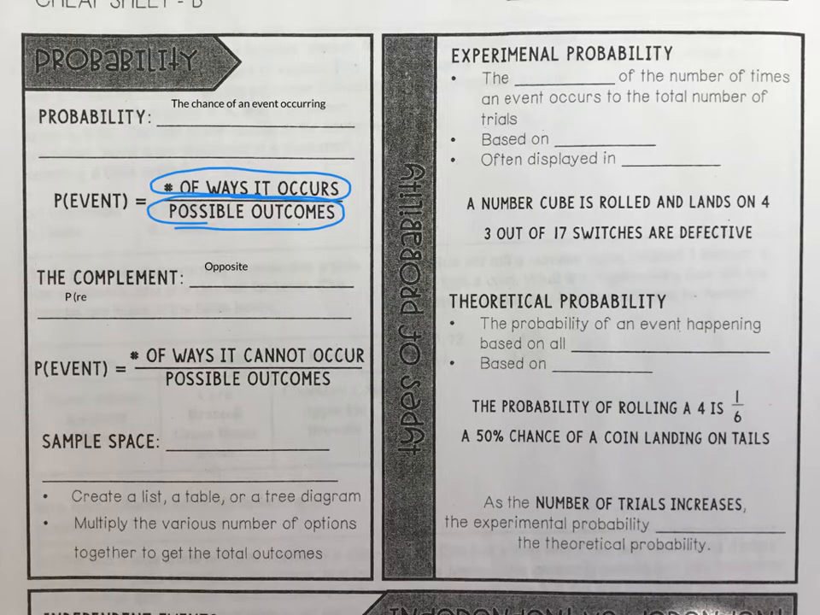So the probability of getting a red marble and its complement, which would be the probability of not getting a red marble, some other color, we know that they're going to equal or add up to 1 whole, or 100%.